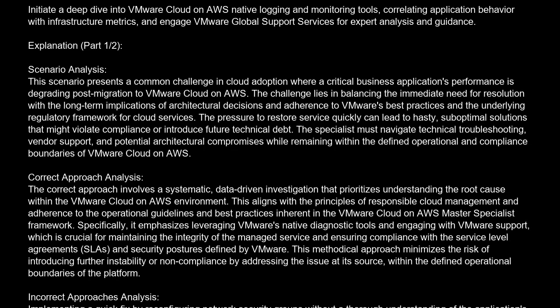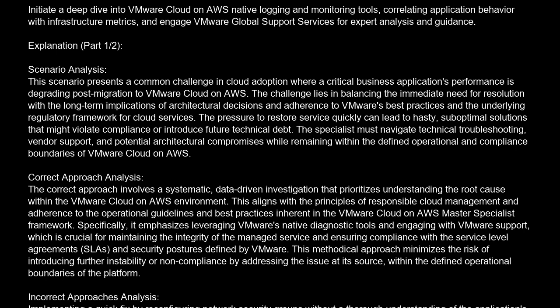The correct answer is D. Initiate a deep dive into VMware Cloud on AWS native logging and monitoring tools, correlating application behavior with infrastructure metrics, and engage VMware Global Support Services for expert analysis and guidance.